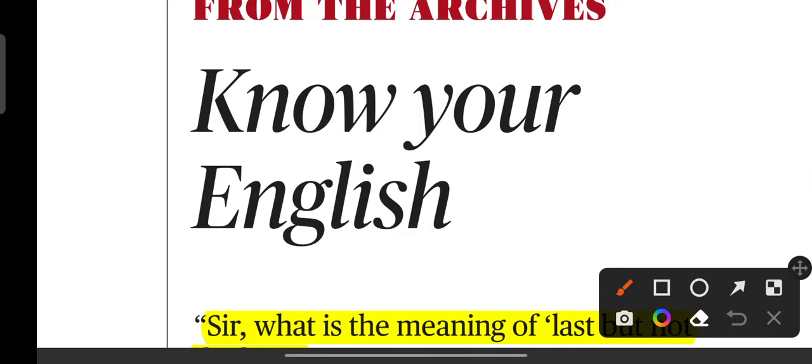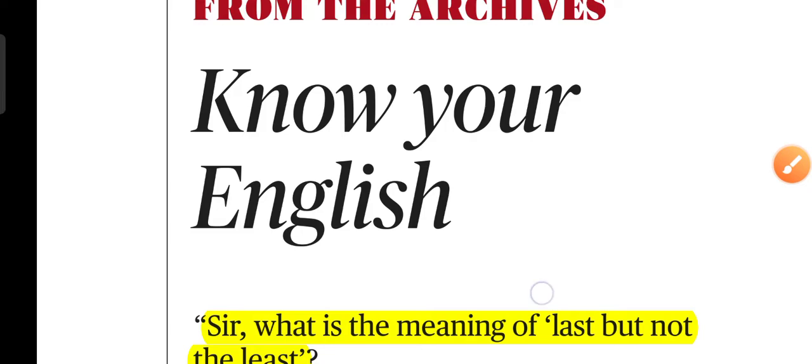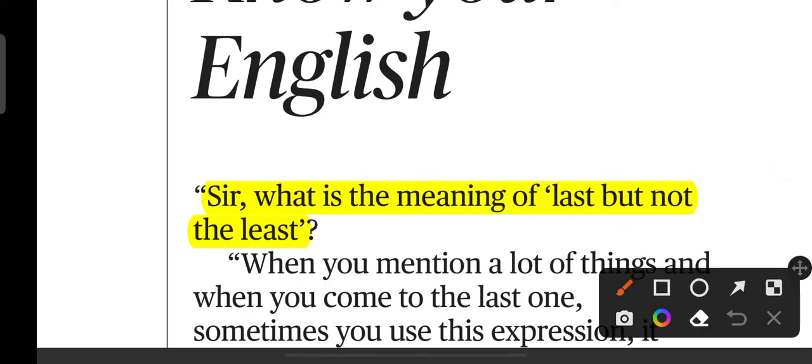The article is Know Your English. Okay, know your English, and the thing is that here would be one question, and here would be one student, and that student is going to ask some question with his teacher, and teacher will reply the answer of the same question. Okay, so let's start. Sir, what is the meaning of last but not the least? Okay, this is the question.